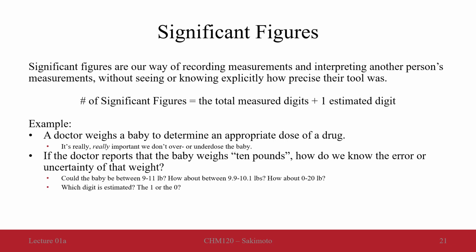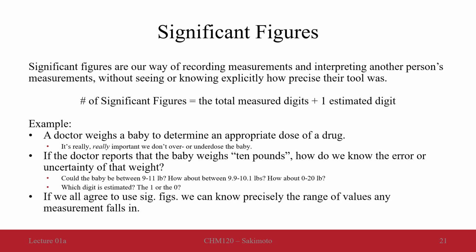Which digit of this 10 is estimated? Is the 0 estimated? Is the 1 estimated, which would indicate between 0 and 20 pounds, or is a decimal point being estimated? In each of these cases, we use these sig figs to make sure that we're communicating exactly how precise these measurements are, because in many cases, using these measurements in calculations, like calculating the dosage of a drug, really comes down to the details, really comes down to a question of precision.